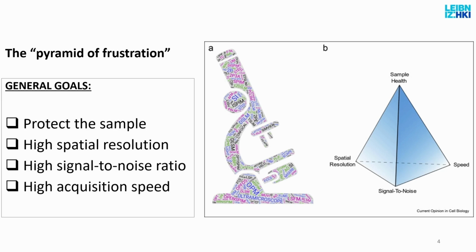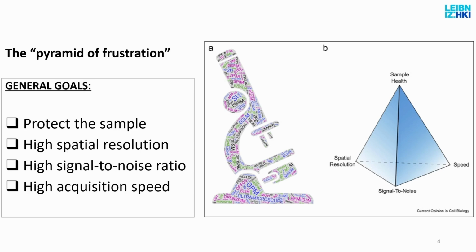These are the main concerns that you will have during your microscope experiments. You need to protect your sample. If it's a live sample, it should stay alive. If it's a labeled sample, it should not lose the labeling. It should not bleach during the experiment.